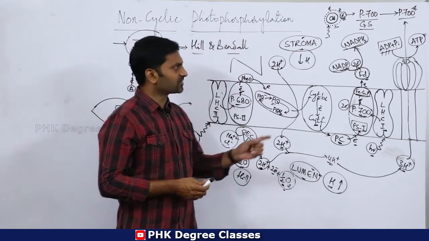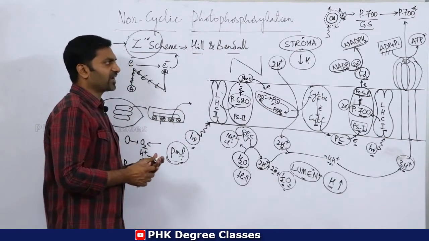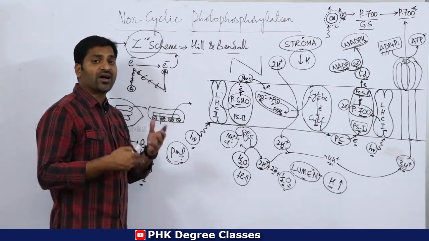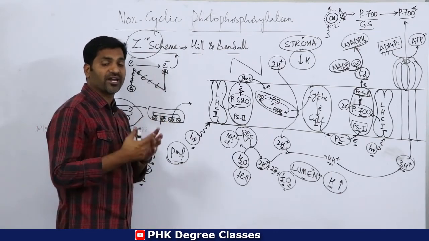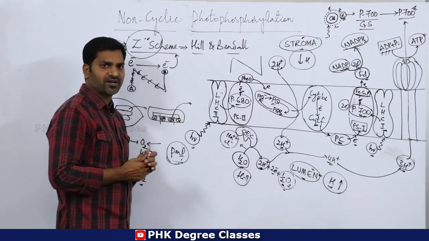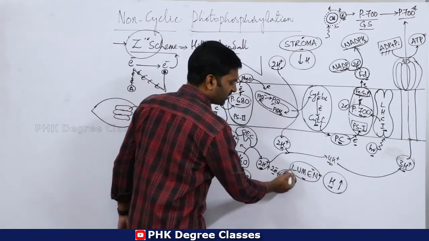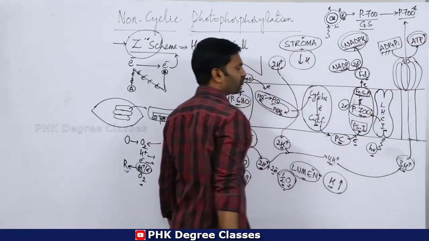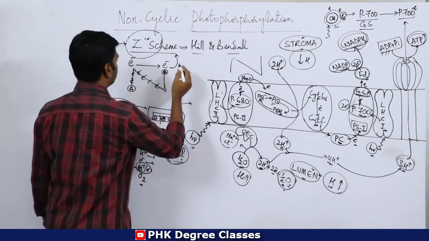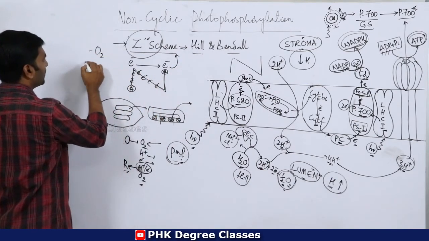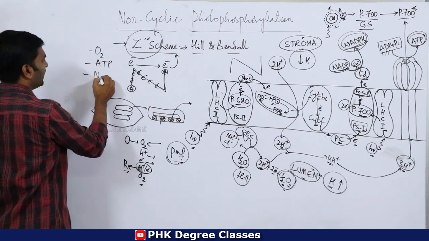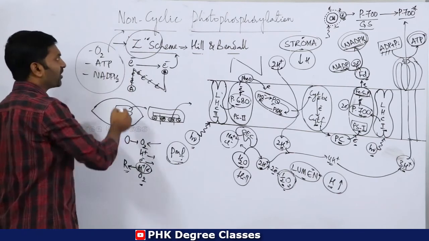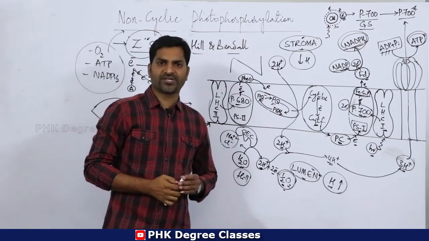So this is all about the different kinds of movements in non-cyclic photophosphorylation. Then tell me, what are the outputs or end products of this non-cyclic photophosphorylation? See, oxygen is an end product, NADPH is an end product, and ATP is an end product. Remember, 3 compounds: oxygen, ATP, NADPH2. These 3 compounds are formed as end products during non-cyclic photophosphorylation.